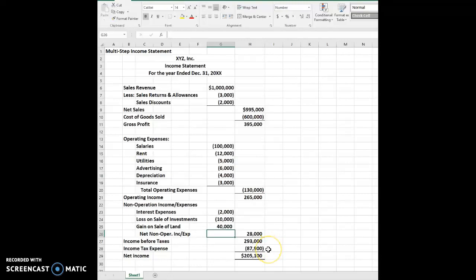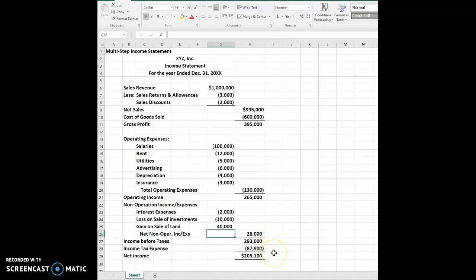Take away our tax expense, which I already put in, I think at a rate of 30%. You know, I had Excel do this for me automatically. So finally, our net income is $205,100. So this is a multi-step income statement. Again, the important steps in here, or important subtotals, if you want to call it that, will be net sales, gross profit, operating income after we total our operating expenses, our non-operating items as a total, and then income before taxes, take away taxes, and finally net income.